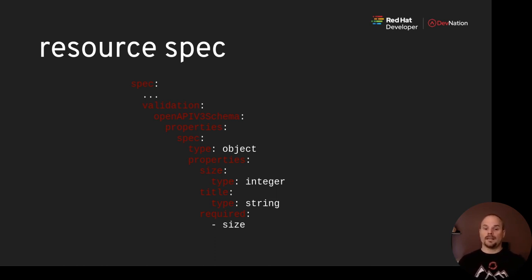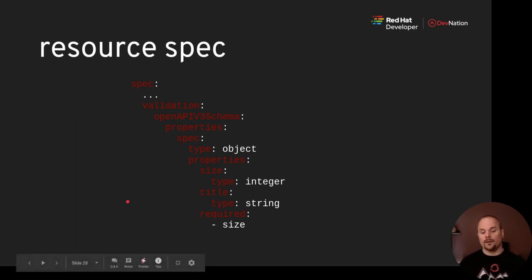These are the things that make sense logically. It's our operator's job to pick and choose that size should go to the backend services, backend deployment configuration, and title should go to the front end configuration. And then we can see here, we can indicate that only the size should be required.